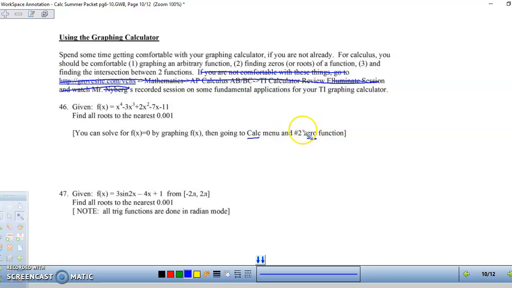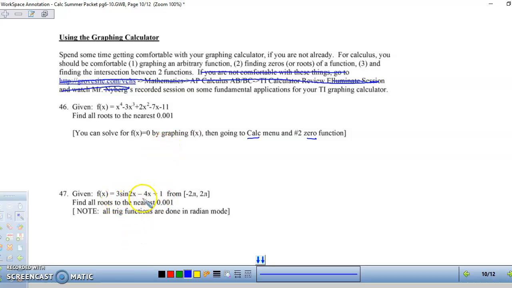What you do have to remember with figuring out zeros is it'll ask for a left bound. So you have to arrow that little blinky cursor to the left side of your zero, hit enter, and then go over to the right side, hit enter, and then hit enter one more time. And then it'll come up with your zero based on that calc function.